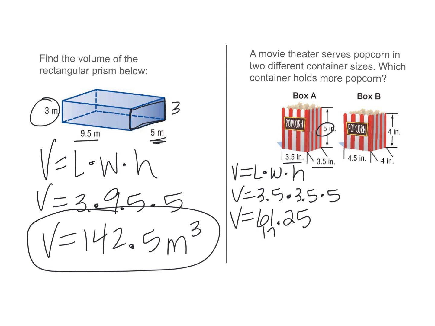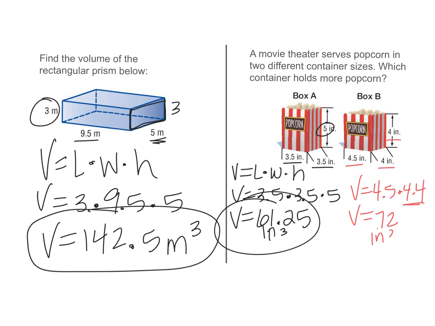61.25 inches cubed. And then if we look at box B, we're going to have 4.5, 4, and 4. So my volume is going to be 4.5 times 4 times 4. 4 times 4 is 16. So if I do 16 times 4.5, I get my volume is 72 inches cubed, not squared. And it says which container holds more popcorn. So this one has more volume, which means that this one holds more. So we would want to pick box B.